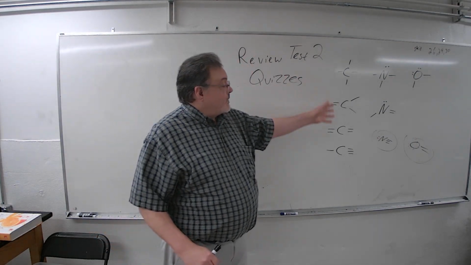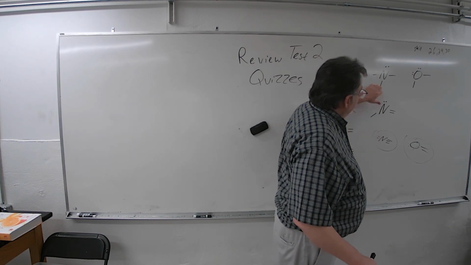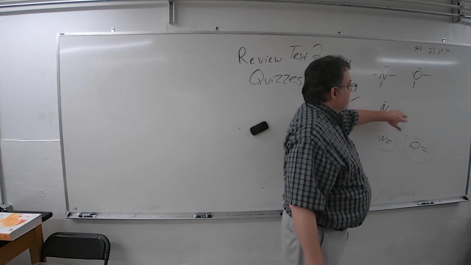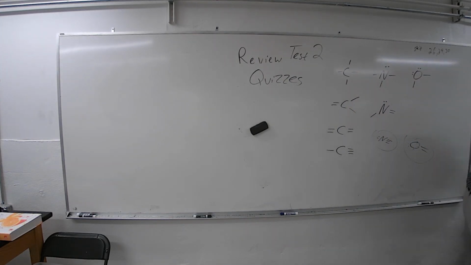And then below carbon, silicon would be in this situation. Below nitrogen, phosphorus can get in this situation. Below oxygen, sulfur can get into this situation. And then there's the ones that have 5 and 6 on them. That's how I told you.